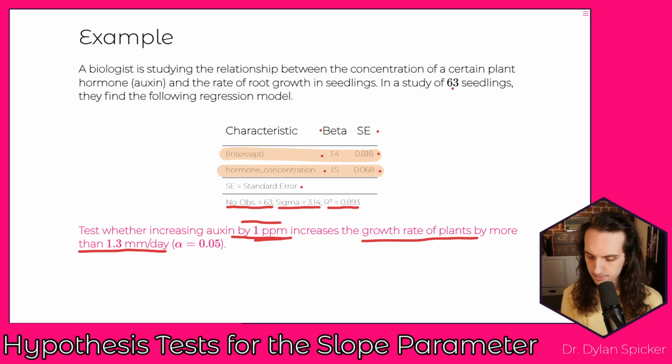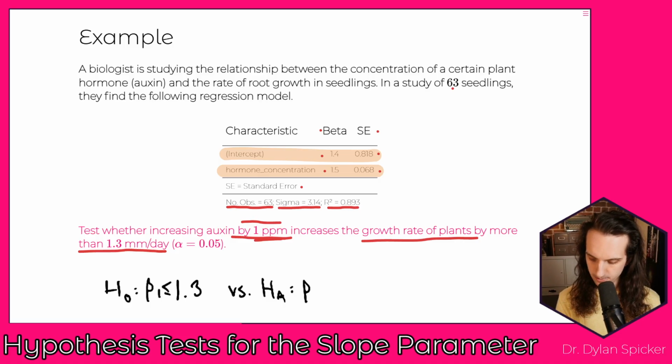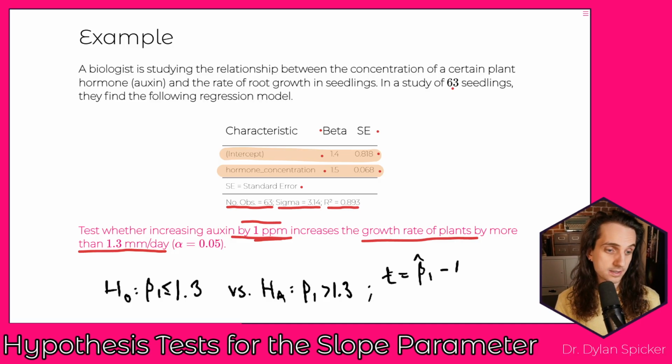And so we can set that up in our hypothesis testing framework, right? The null is going to be that, in fact, we do not see such a growth rate. So it's going to be less than or equal to 1.3 versus the alternative that it is greater than 1.3. Okay. And so then we can take our estimated values. We can plug them in to get our t statistic here, right? So t is going to be beta hat 1 minus 1.3 divided by its estimated standard error.